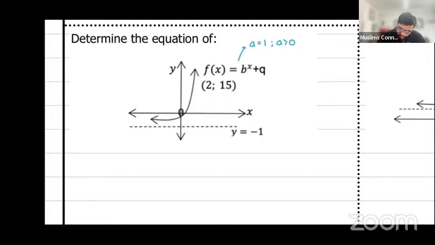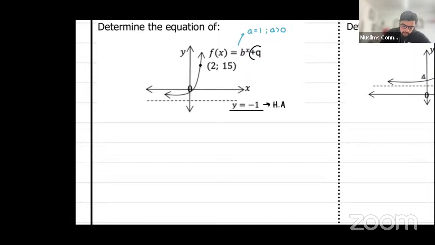Now, they've given us another point, which I believe is here somewhere, which is (2, 15). We know that y is equal to -1 is the horizontal asymptote, which is this dotted line. So we know that q is basically the horizontal asymptote, and we know part of the equation. Y, or f of x, same thing, is equal to b to the power of x minus 1.